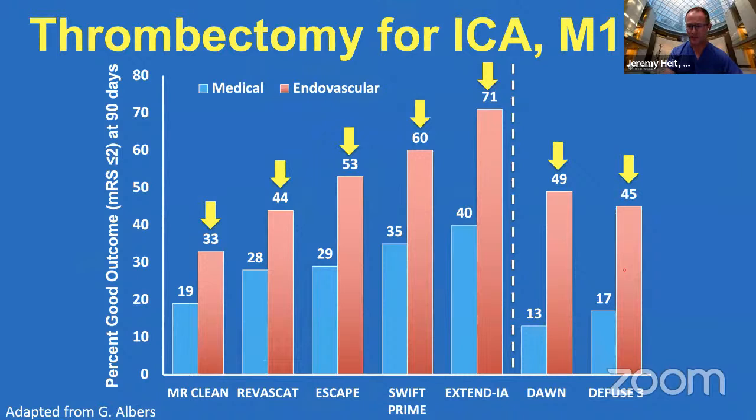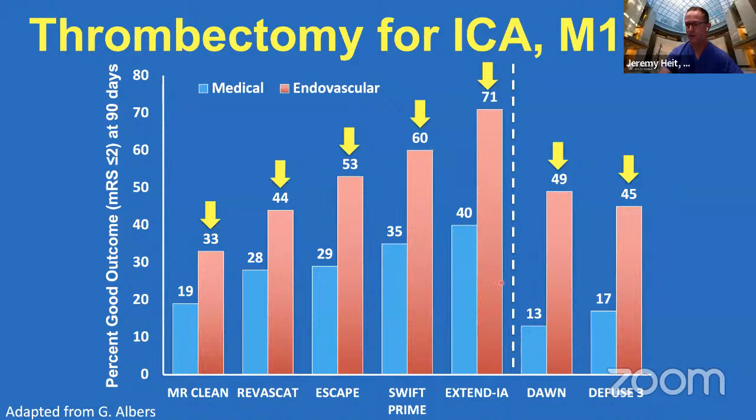So this procedure is remarkably effective. It is very well validated in randomized trials. So these are studies that look at internal carotid artery or proximal middle cerebral artery large vessel occlusions. Each little area on the x-axis is a study, and the thrombectomy arm is in red versus the medical arm in blue. The y-axis is the percentage of patients achieving a good outcome, meaning they're functionally independent 90 days after treatment. And you can see in every single study, the endovascular arm just absolutely trumps the medical arm. This is a very effective therapy.